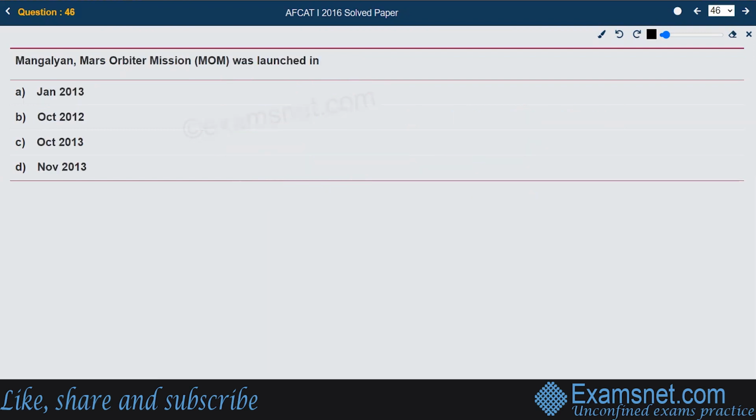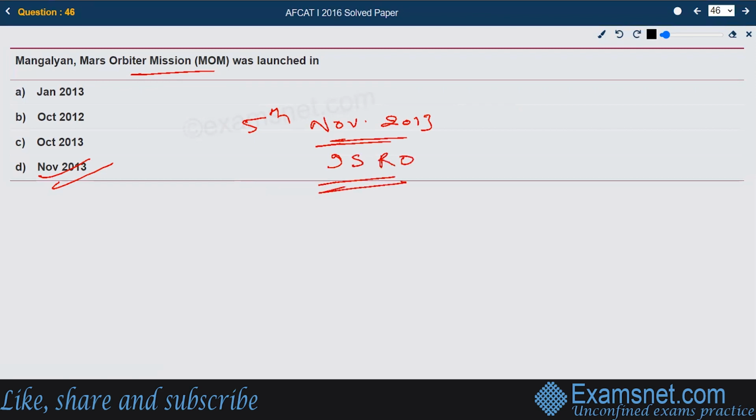Next question. Mangalyaan Mars Orbital Mission, or MOM, was launched in, and the Mangalyaan mission was launched in November 2013. So that is the right answer. This was launched precisely on 5th of November 2013 by the Indian Space Research Organization, that is ISRO.